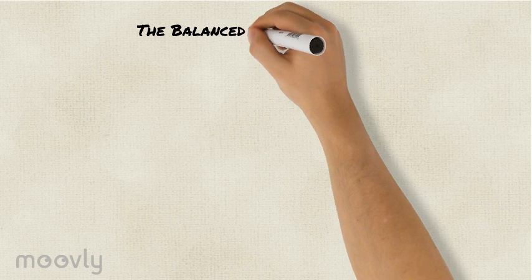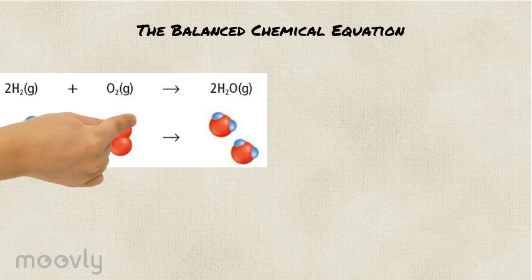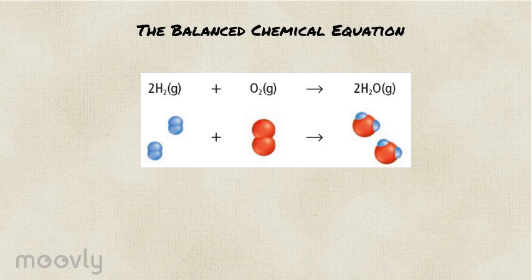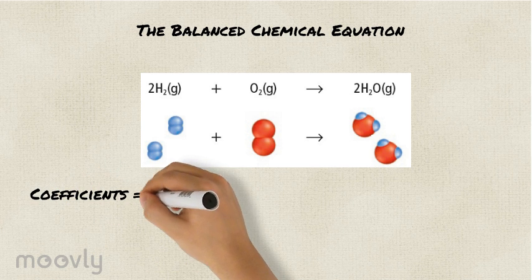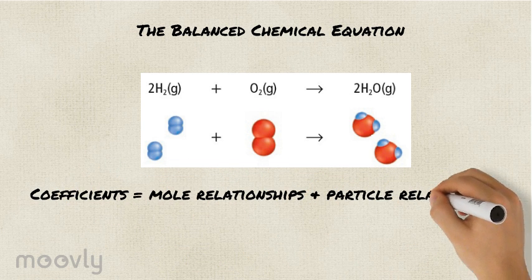Before beginning, let's review what a balanced chemical equation shows us. Here is an equation for the formation of water from two different gases, hydrogen and oxygen. The coefficients in front of the formulas tell us how many particles of each substance react and form. For example, according to our equation, 2 molecules of hydrogen gas react with 1 molecule of oxygen gas to form 2 molecules of water. The coefficients also tell us how many moles of each substance react. In other words, the coefficients also express mole relationships in addition to particle relationships.